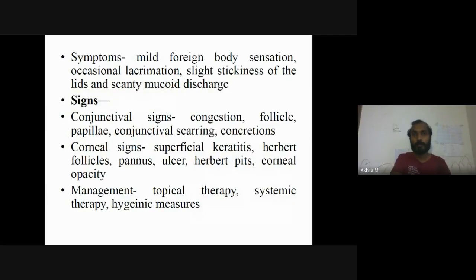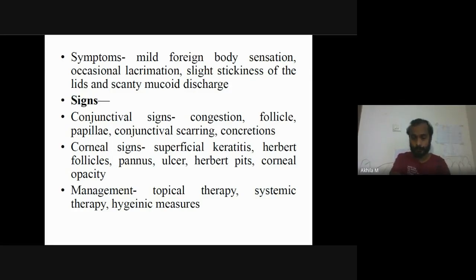Mild foreign body sensation, lacrimation, and stickiness will be there. When we come to the signs, conjunctival signs and corneal signs are both there. Conjunctival congestion, follicles, papillae, scarring, and concretions are the features according to the severity of the disease. Corneal signs are also there: superficial keratitis, Herpes follicles, pannus formation, and new vessels, meaning vascularization, over the cornea.